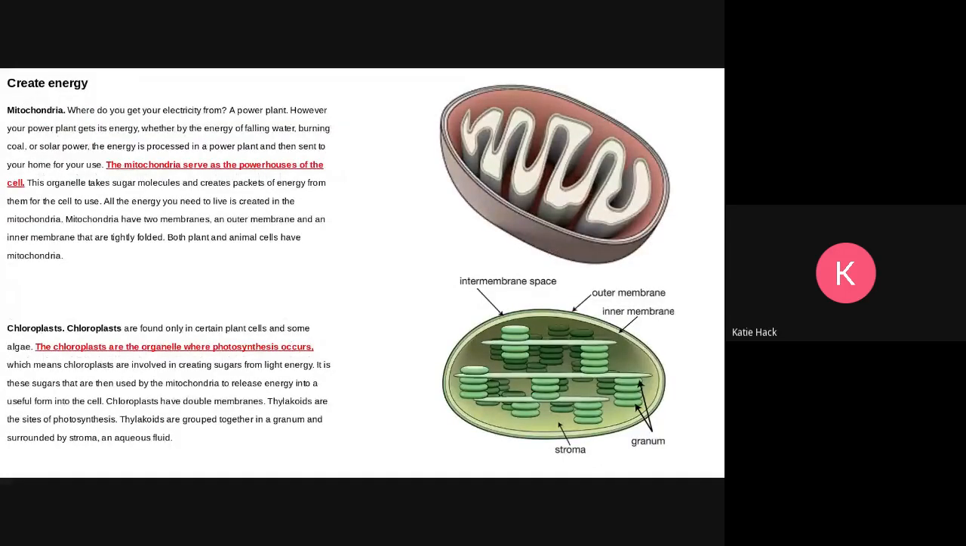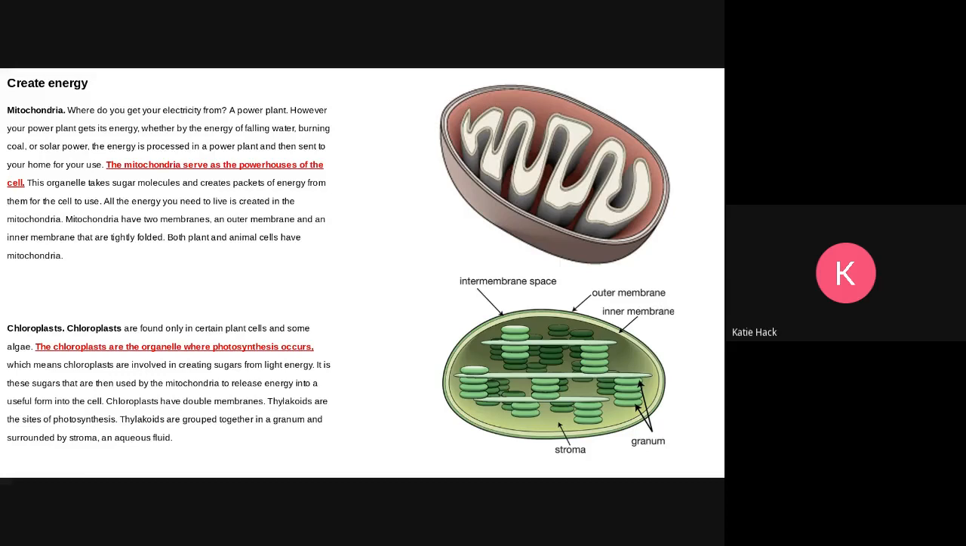Mitochondria is going to be the powerhouse of the cell. This is where energy is created. So it's going to take sugar molecules and create little packets of energy from them for the cell to use.